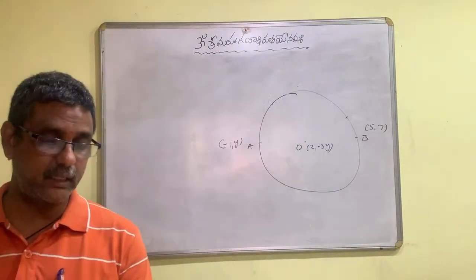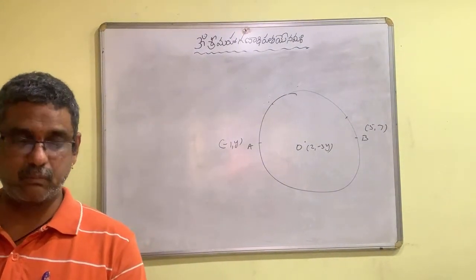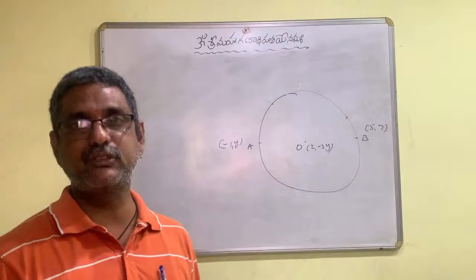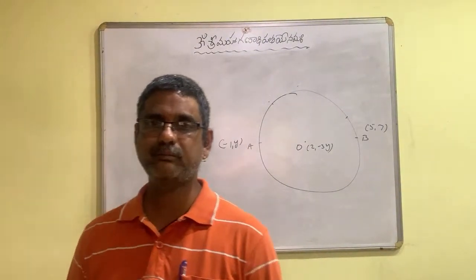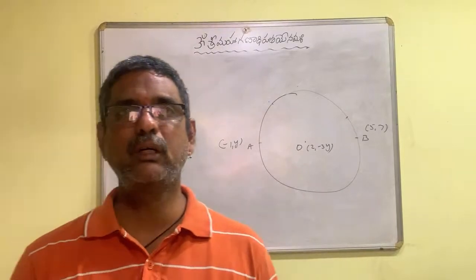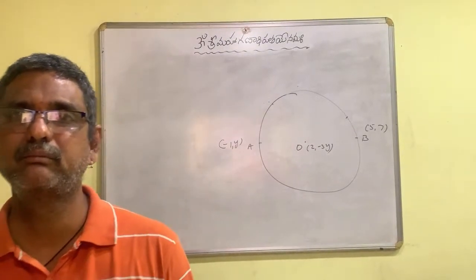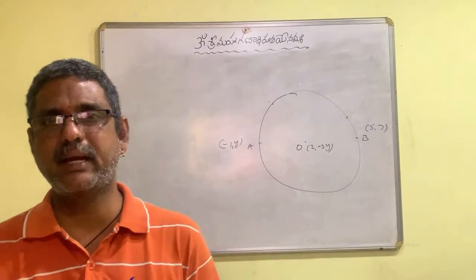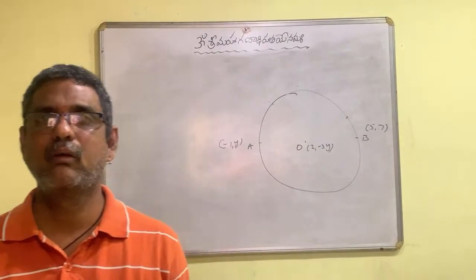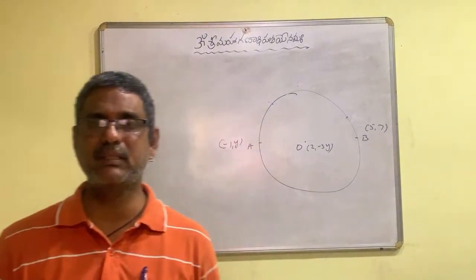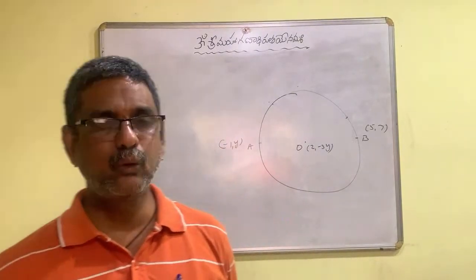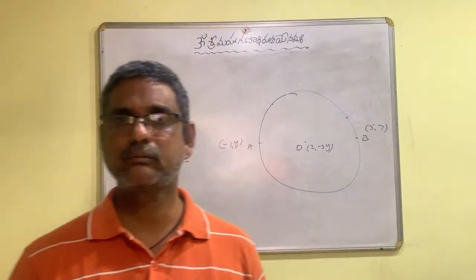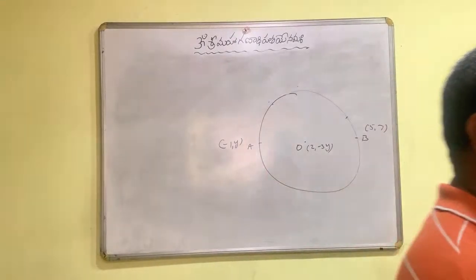This is the question asked in the recent 2024 board exams. AB is the diameter. Coordinates of A are (-1, y), B is (5, 7), and the coordinates of the center are (2, -3y). We need to find the y value. How to do it?